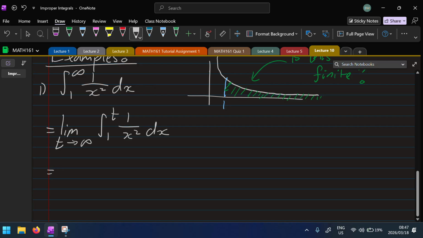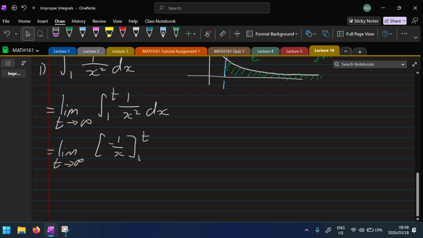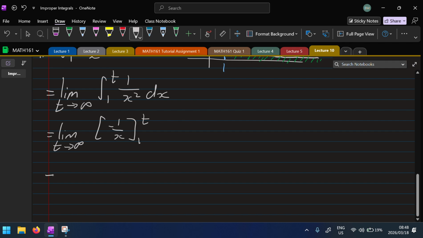So this is going to be the limit as t goes to infinity. Again, we do this as normal. So this will be minus 1 over x from 1 to t. Then we can substitute our bounds. So this will be the limit as t goes to infinity. If we substitute t, we get minus 1 over t. Then we get a minus and a minus, so that will be a plus 1.